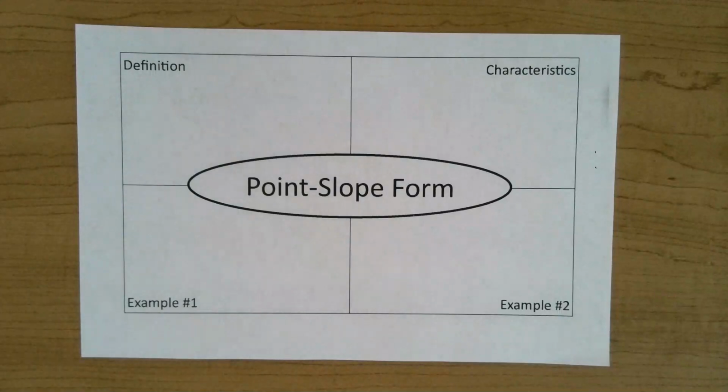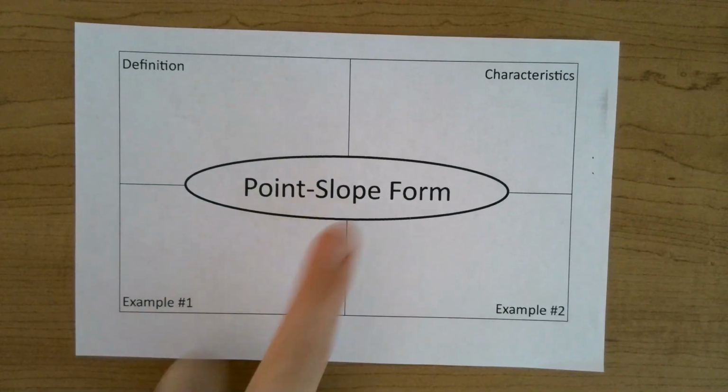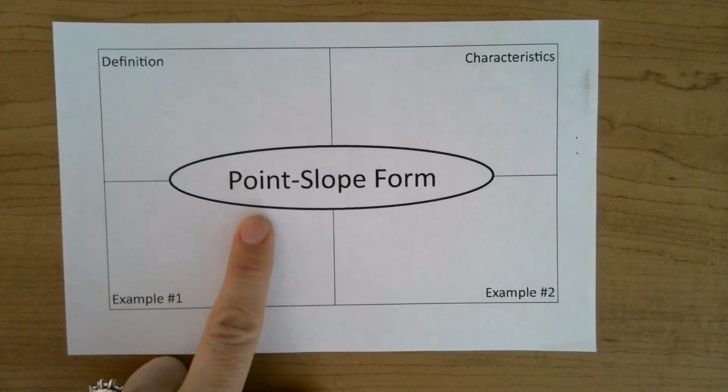All right, so point slope form. Think about slope intercept form. What two things about the line do we know in slope intercept form? The slope, the rise over run, and what else? The y-intercept. Well, point slope is when we just know a point on the line, an ordered pair, and the slope.